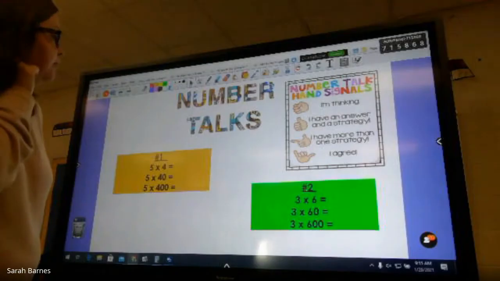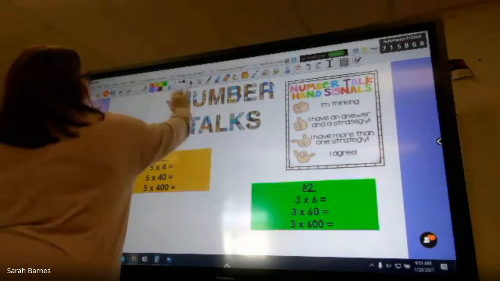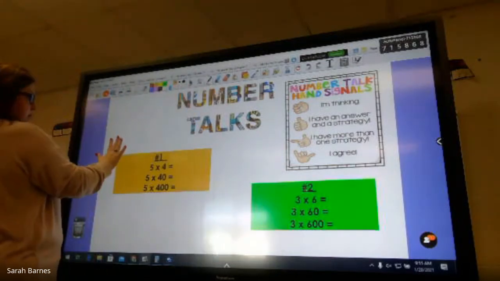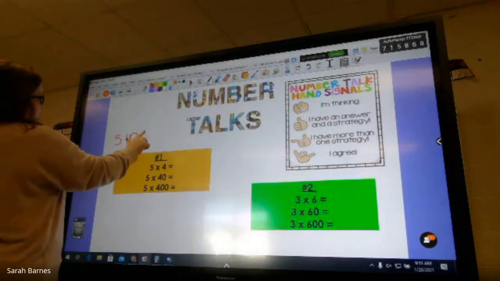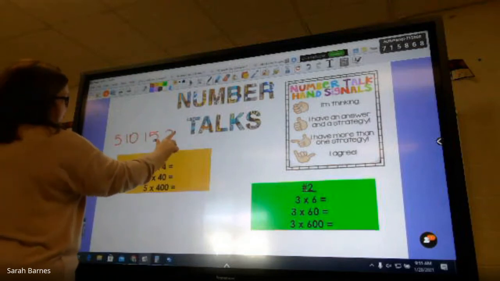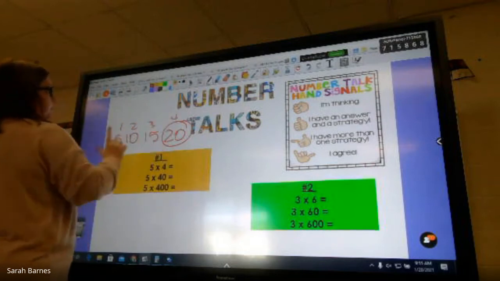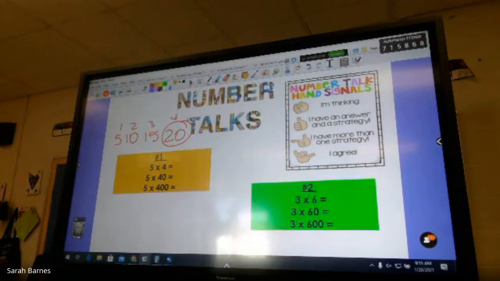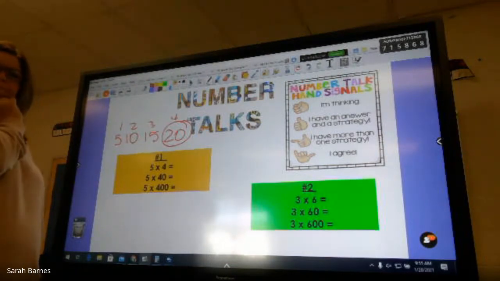Count by 5s? Is that what you said? Yeah. Okay, you can count by 5 four times, right? So you go, I'm going to write this down so I kind of know what you're saying. So 5, 10, 15, 20. Is that right? Everybody agrees that that's a good way to do it. Okay. Does anyone have another way?